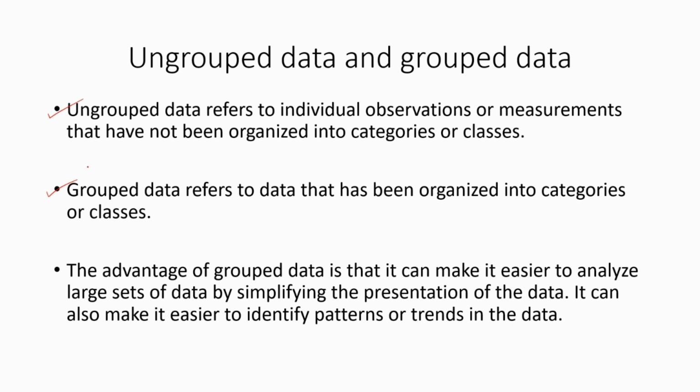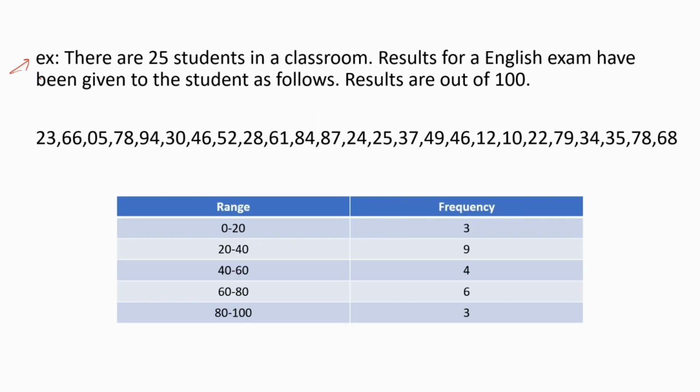Grouped data refers to data that has been organized into categories or classes. Simply, grouped data are the organized ungrouped data. The advantage of grouped data is that it makes it easier to analyze large sets of data by simplifying the presentation of the data. It can also make it easier to identify patterns or trends in the data.